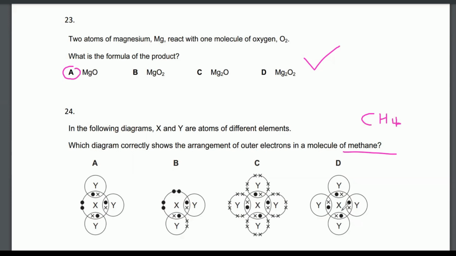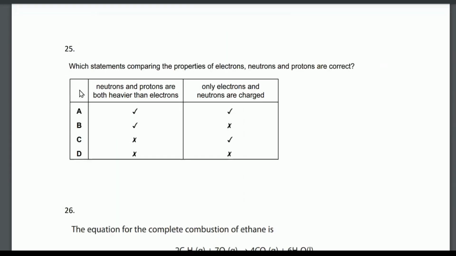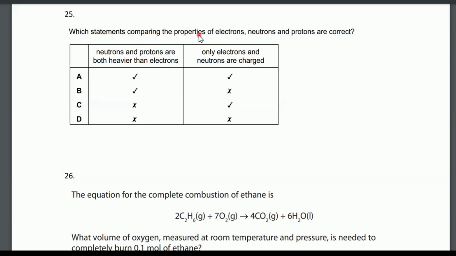Okay, so methane has the formula CH4, so we're looking at 5 atoms, so A definitely can't be right. And you should know that hydrogen only has 1 electron, so those Y's represent the hydrogen with its 1 electron, and the carbon is represented by the X in the middle.